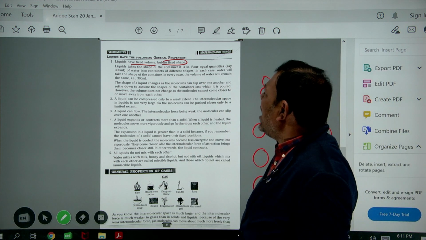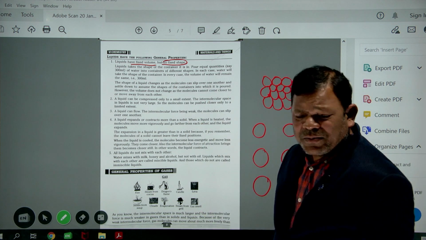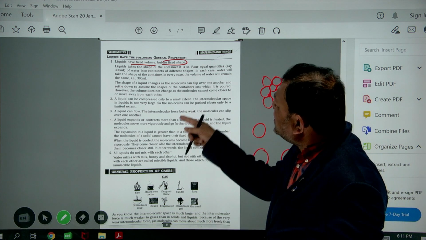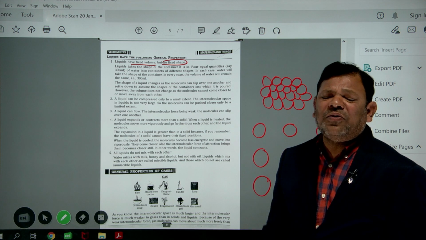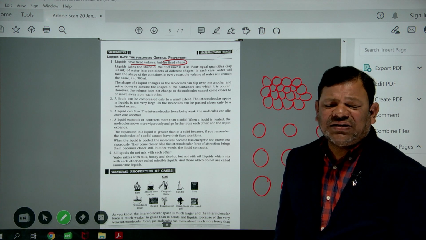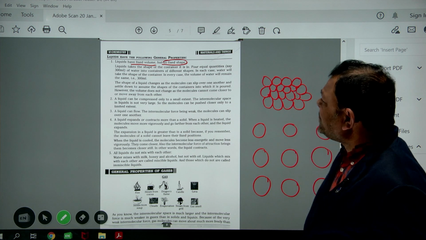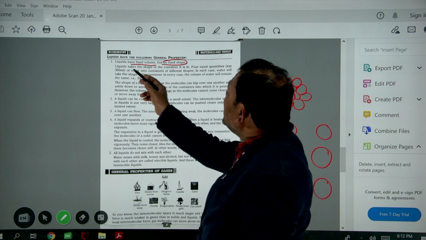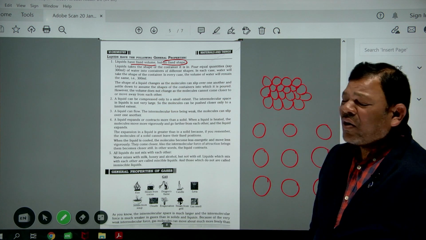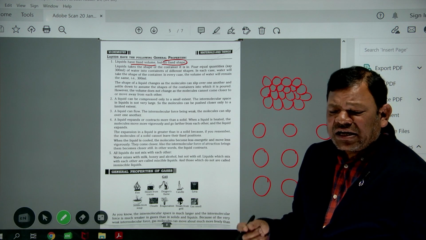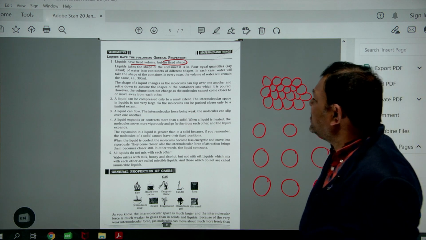Liquids have a fixed volume, but solids already have a fixed volume and a fixed shape. Liquids have a fixed volume, but no fixed shape. Whichever container we are using, that shape only they get. That is the characteristic feature of the liquid. Next, a liquid takes the shape of the container it is in. Whichever container you use, that shape the liquid gets.